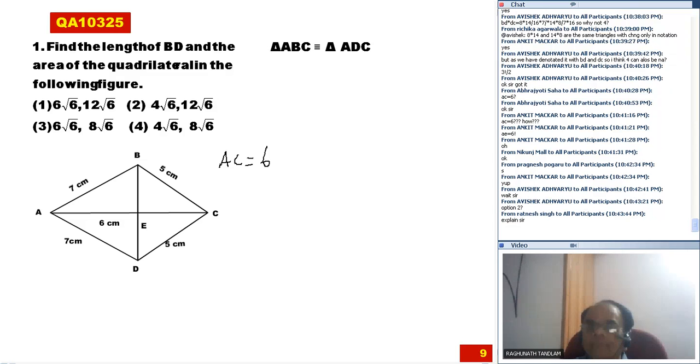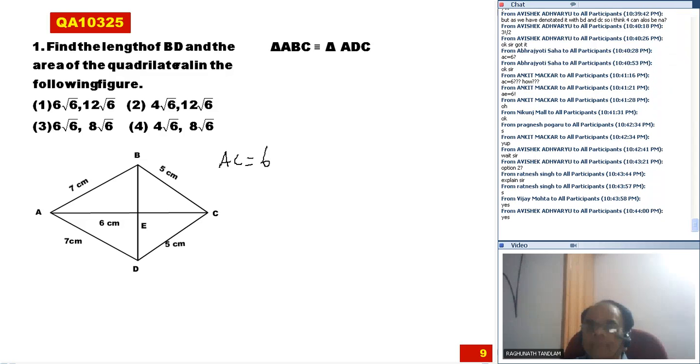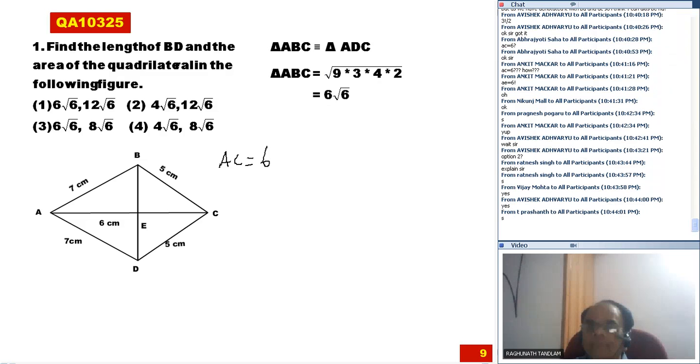Area of triangle ABC equals area of triangle ADC. Are we clear? Area of triangle ABC is the same as area of triangle ADC. Yes or no? So what's the area of a triangle? Root of S into S minus A into S minus B into S minus C. So area of triangle ABC is 6 root 6. Area of triangle ADC is also 6 root 6. So the area of the quadrilateral is 12 root 6. That means it eliminates two options. Does it eliminate two options or not?